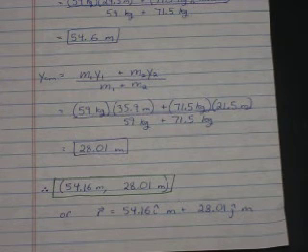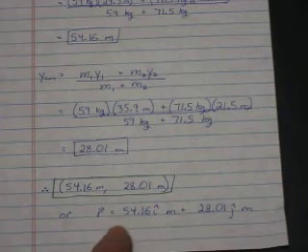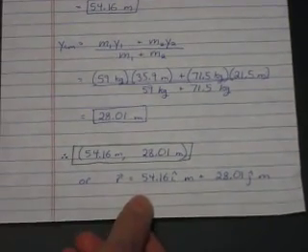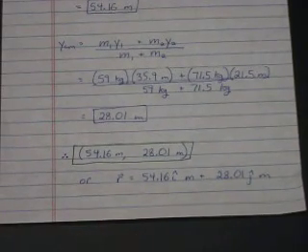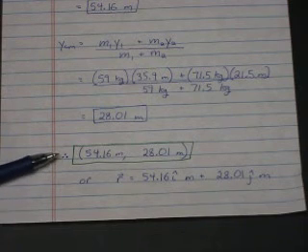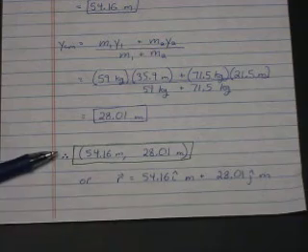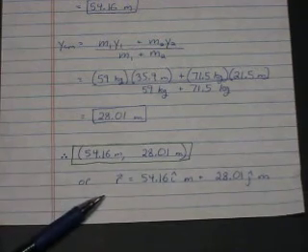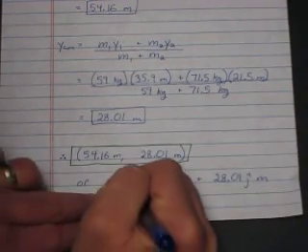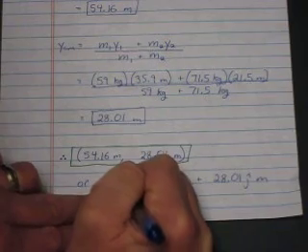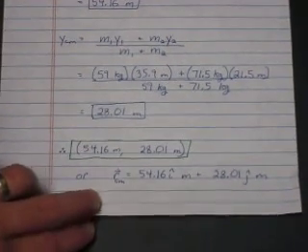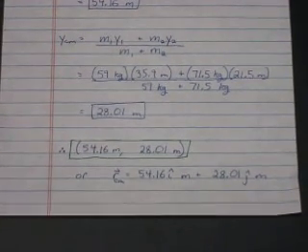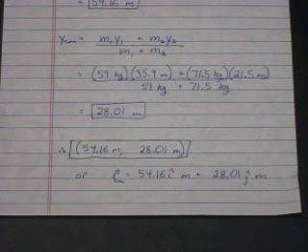Now that we know the x-coordinate and the y-coordinate of the center of mass, we can give a final answer. And I've given it both as an ordered pair and in vector notation. 54.16 meters and 28.01 meters. Or if you put that in vector notation, we can say the r vector of the center of mass is 54.16 i hat meters plus 28.01 j hat meters.